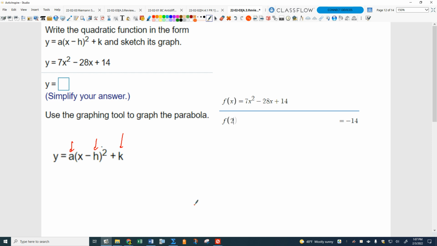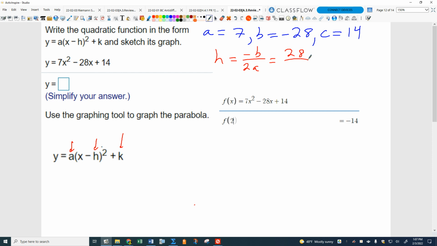So we're starting in standard form. What are the values I'm starting with for a, b, and c? A is 7. B is negative 28. C is 14. Okay, so then what's my formula for h? Yeah, you got to know that one, just because we use it so much. So negative b over 2a, 28 over 14, 2 times 7.